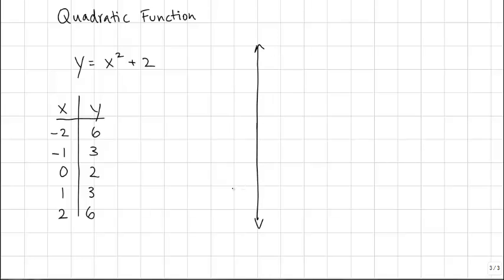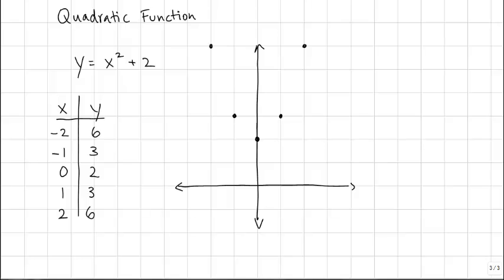Now let's see what this looks like when we actually plot those points. So they're all positive, so we don't really need to have much below the x-axis here. And we've got 0, 2. I'm going to start right in the middle because that's the lowest point. So that's 0, 2. And then we've got -1, 3 and +1, 3. So when we go to the right one or the left one, we're going up 1 unit. And then we've got -2, 6 and +2, 6. So we've got 1, 2, 3, 4, 5, 6. So it's definitely not a linear function.